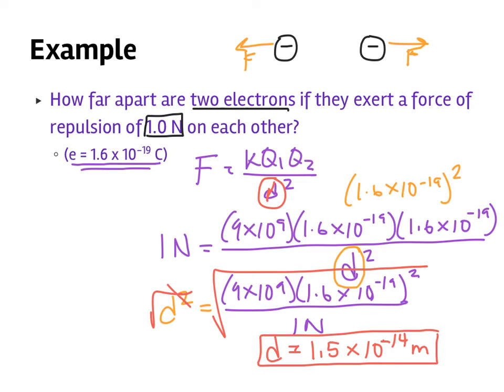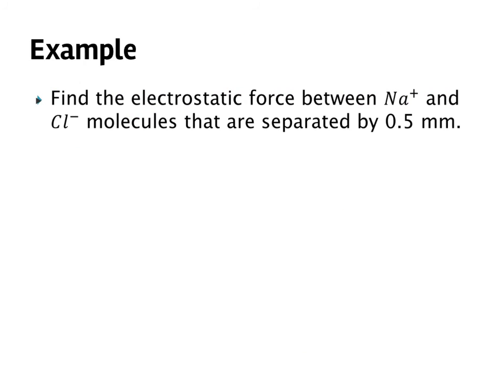All right, folks, I got one more example here for you. I want you guys to see if you can give this one a shot. So at this point, I want you to pause the video, okay? Try this one. I want you to find the electrostatic force between a positive sodium ion and a negative chlorine ion that are separated by 0.5 millimeters. So give this one a good pause. See if you can give this one a whirl. Go ahead. Pause the video. I'm not going to write it on here until you pause it. Okay, pause.